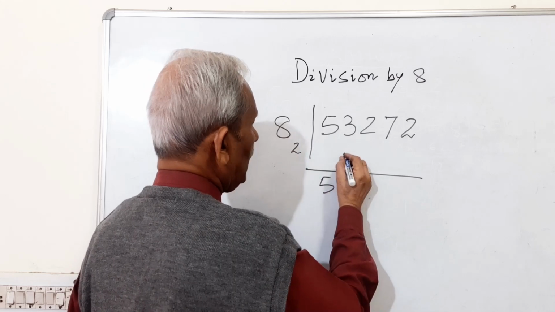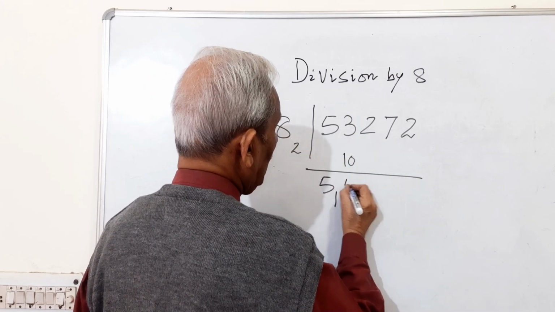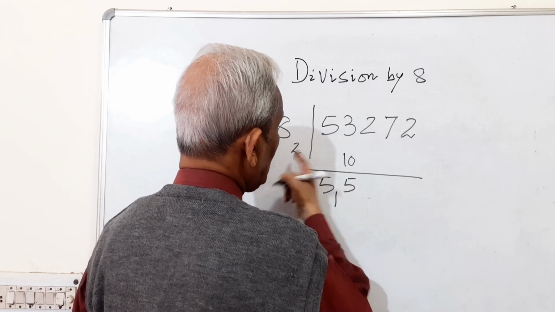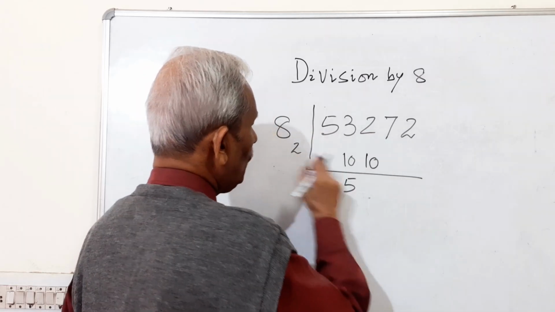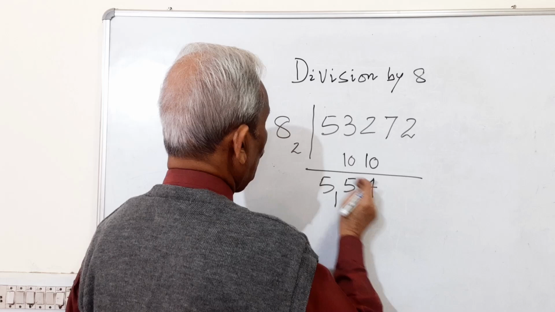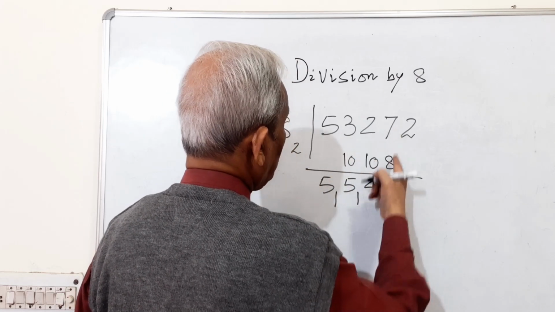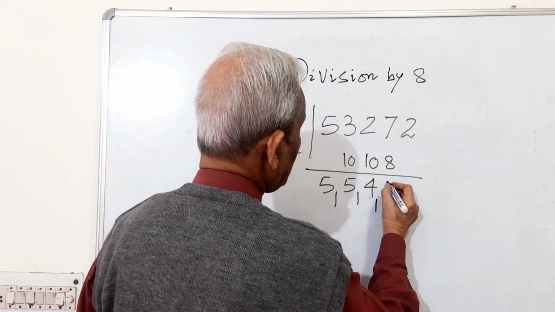5 into 2 is 10. 10 plus 3 is 13. 8 goes 1 time into it and 5 is the remainder here. 13 minus 8 is 5. 5 to the 10. 10 here. 10 plus 2 is 12. 8 goes 1 time into it. What's remaining? 12 minus 8 is 4. 4 into 2 is 8. So 8 here. 8 plus 7 is 15. 8 goes 1 time into it. 15 minus 8 is 7.